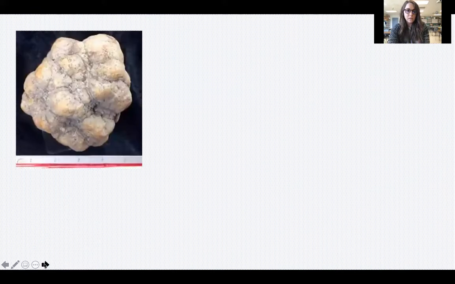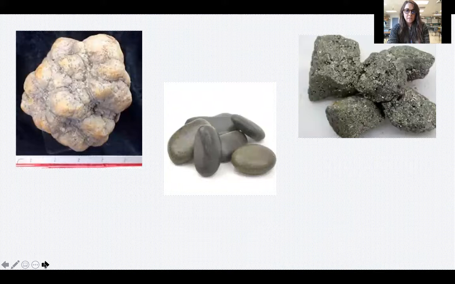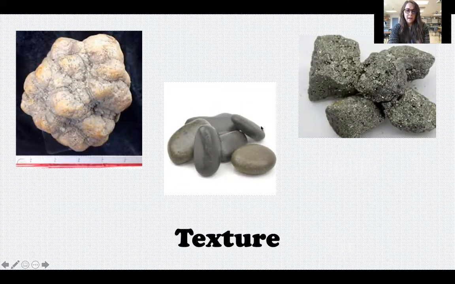And then the last way we can sort rocks is by their texture. This is what we would call a bumpy rock. Here I have some very smooth rocks, and then these look like they're very rough.